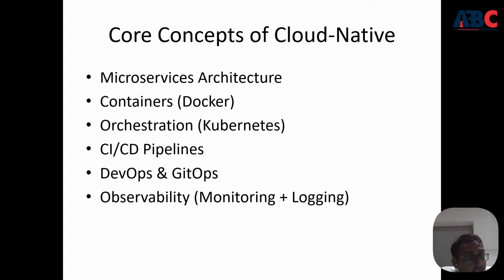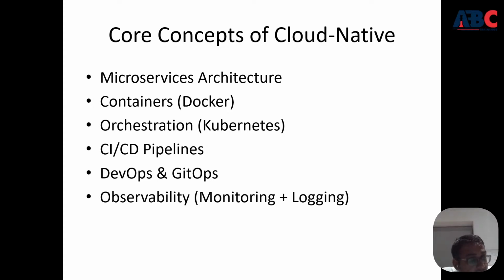The next point is containers, Docker, that is package applications and their dependencies for consistent behavior across environments. Adobe uses Docker to streamline development and testing environments. The next point is orchestration, that is Kubernetes. It automates deployment, scaling and management of containerized applications. Spotify uses Kubernetes to manage large-scale deployments.